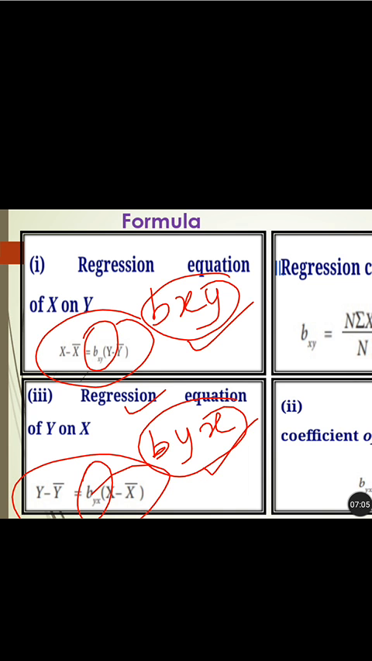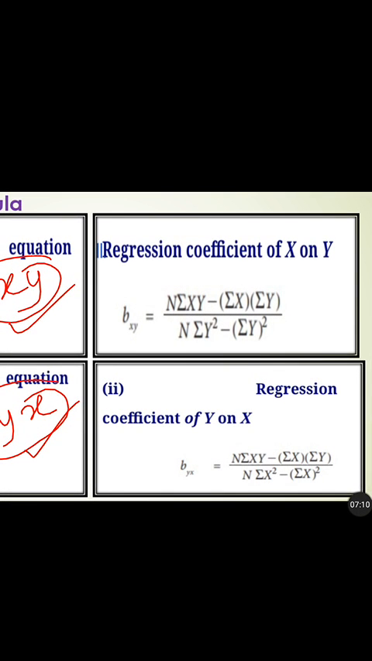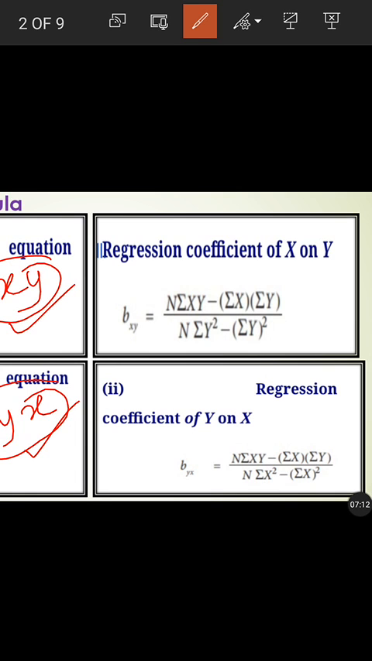Now let us see the coefficient formula separately. So this is the coefficient formula. You can see that bxy is equal to n into summation xy minus summation x into summation y, divided by n into summation y square minus summation y the whole square. So here this is different from this. The first one is summation y square value, but in the second one, summation y the whole square means we take the summation y value and square it separately. Okay, so this is the regression coefficient of x on y.